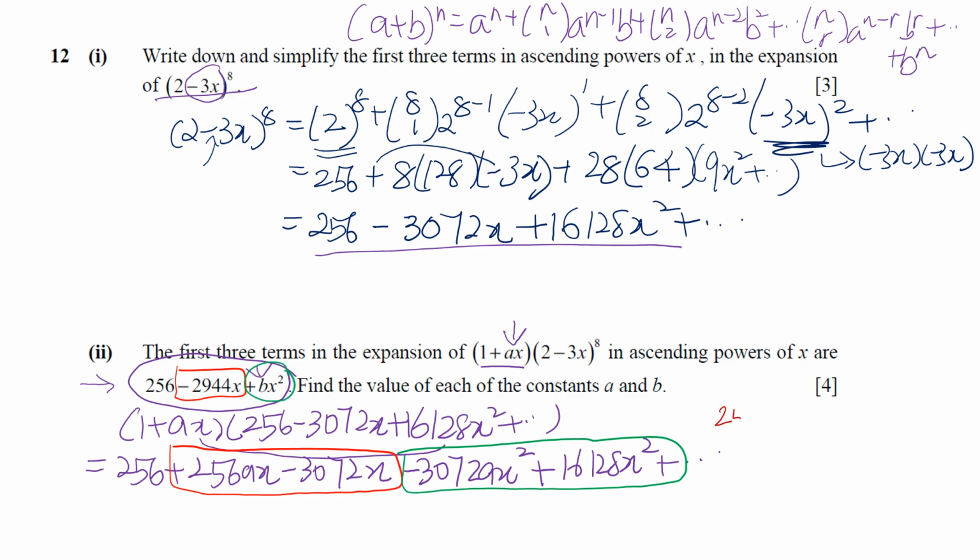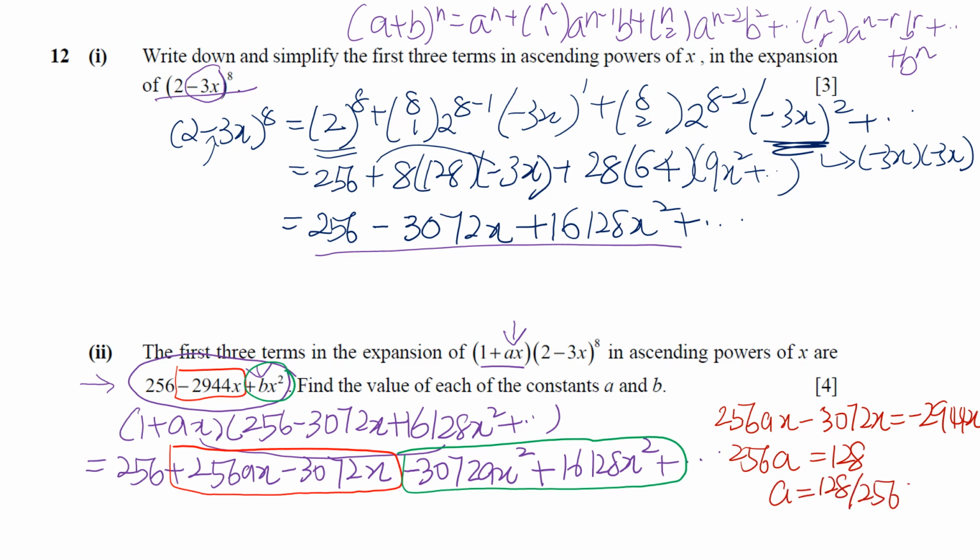So I have 256ax minus 3072x equals negative 2944x. I divide by x throughout, so I get 256a equals negative 2944 plus 3072. That gives you 128. So a will be 128 divided by 256, which gives you half. Alright, so that's fine.